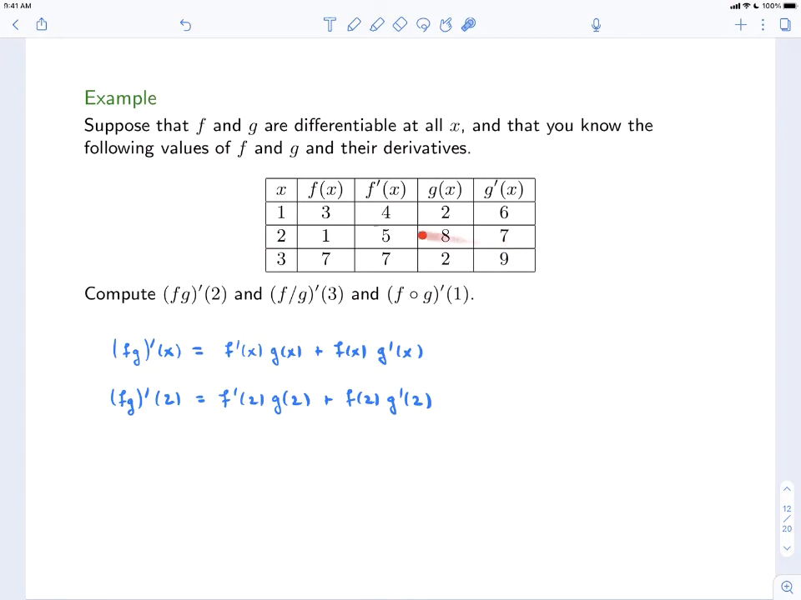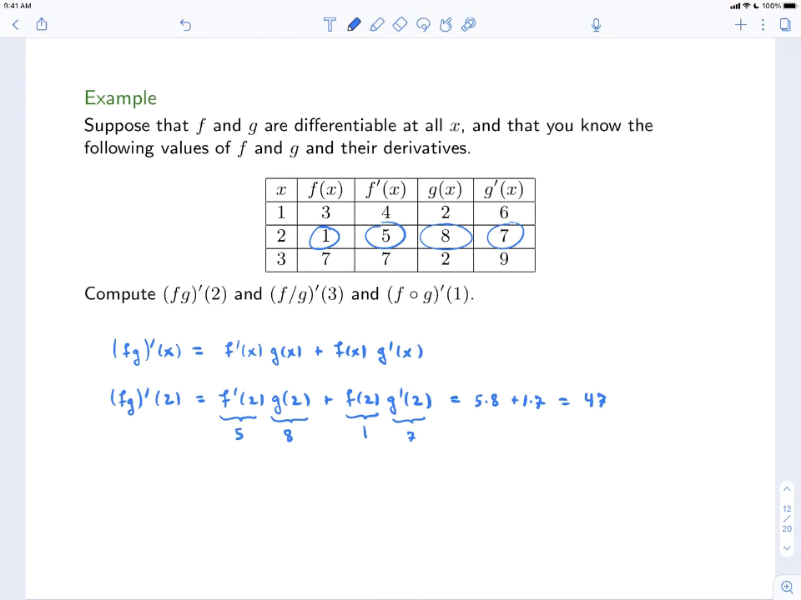That's this row right here. So first f prime at 2, that's this one. So that's 5. And then g at 2, that's that one. So that's 8. And then f at 2 is 1. And g prime of 2, that's 7. So we end up with 5 times 8, which is 40, plus 1 times 7 is 47. Okay, so that's the product. That's the derivative of the product at 2.